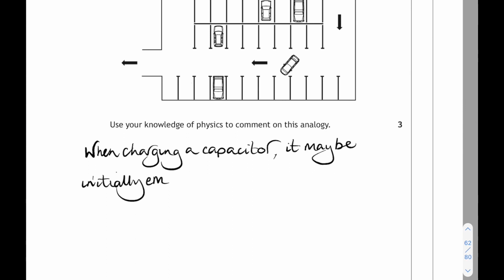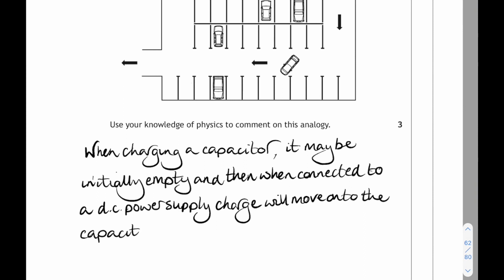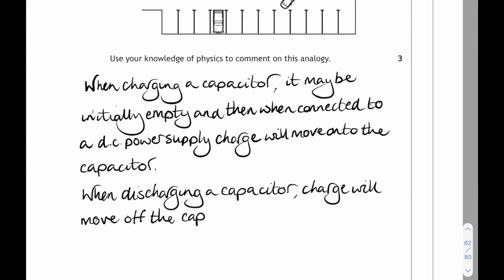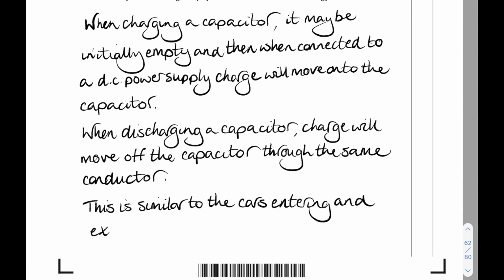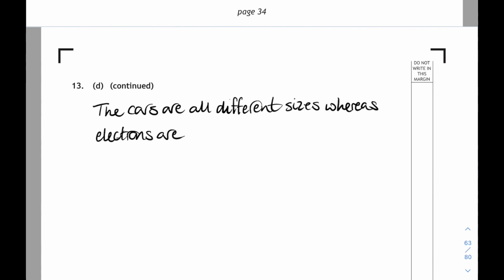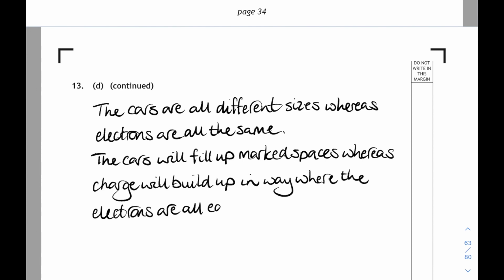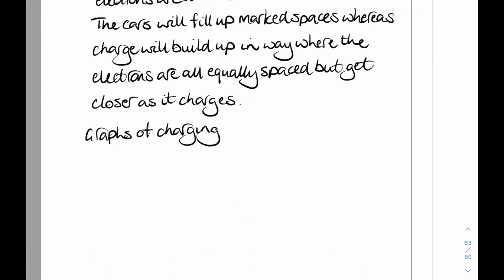When charging a capacitor, it may be initially empty, and then when connected to a DC power supply, charge will move onto the capacitor, and when you discharge a capacitor, charge will move off the capacitor through the same conducting path. This is similar to cars entering and exiting the car park. Cars are all different sizes though, whereas electrons are all the same size. Cars will fill up marked spaces, whereas charge will build up in a way where the electrons are all equally spaced, but they'll get closer together as it charges.